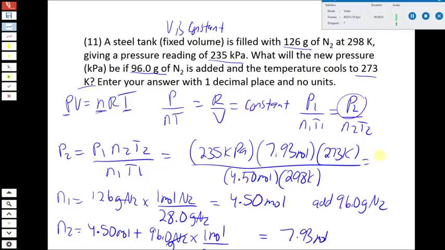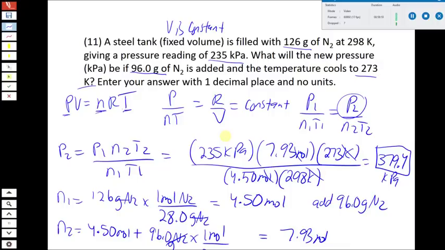And what we come out to then is numerically 379.4, and the units that are left is kPa for pressure, which is what we want. All right, so the number we would enter is 379.4. That is kilopascals because moles cancels, Kelvin cancels, and we're left with kPa.